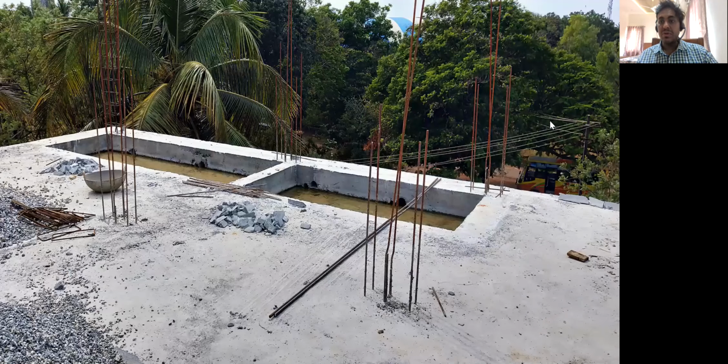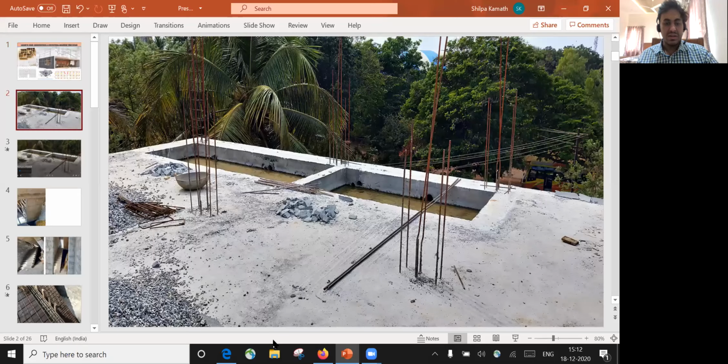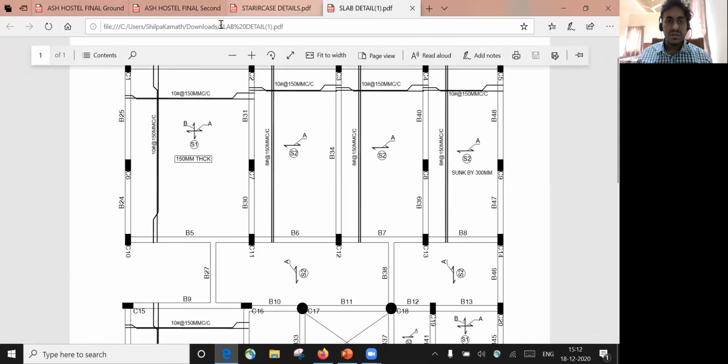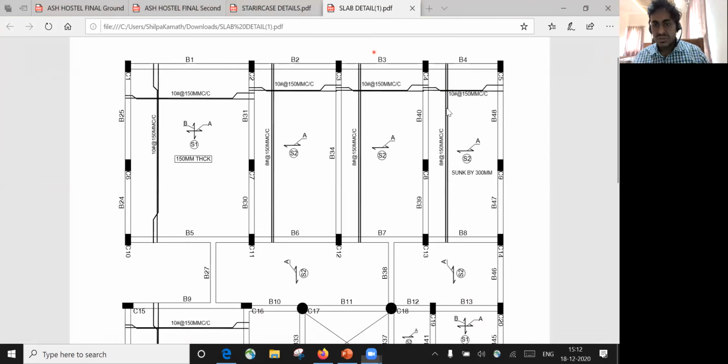So if you can remember, before that, let me show this image. What we saw here, we saw that there is a sunk portion. This was my toilet area and it was sunk by 300 mm. And I told you that all the slabs will remain in this position, whereas the sunken slab will be taken to this level. This distance that we have will be 300 mm. So we'll try to see that practically how it looks.